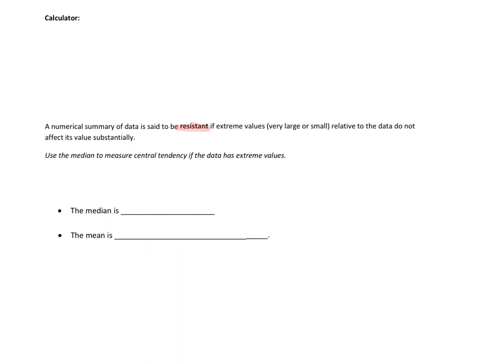So we have this little snippet right here. Which one is resistant to extreme values? Which one is not affected by extreme values? The median. The median is resistant. It is not affected by extreme values. And the mean is not resistant to those extreme values. It is affected by extreme values. And when we add 100 instead of 50, that's going to mess up our mean.